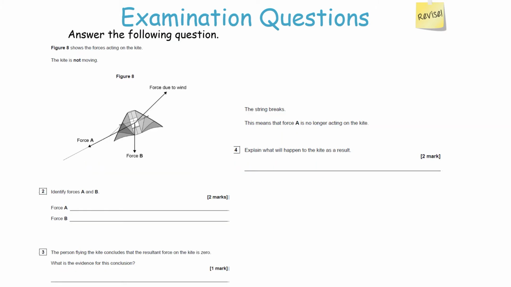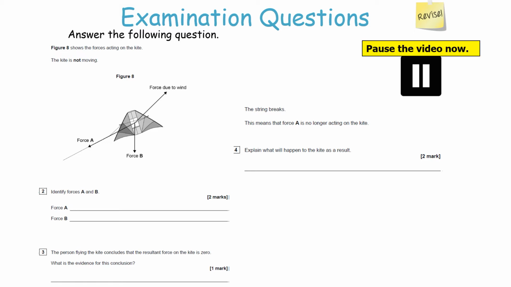Next question. Figure 8 shows the forces acting on the kite. This kite is not moving. Identify forces A and B, and then a person flying the kite concludes the resultant force on the kite is 0. What is the evidence for this conclusion? The string breaks, which means force A is no longer acting on the kite. What will happen to the kite as a result? So pause the video now, then unpause the video when you want to go through your answers.